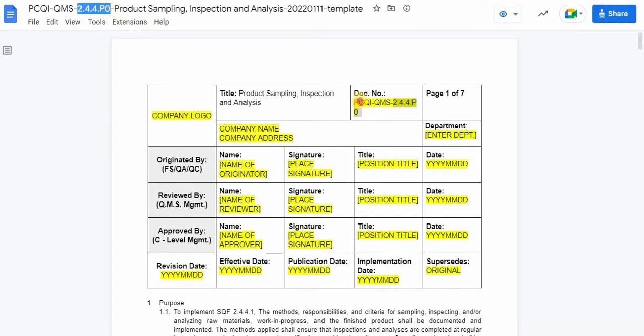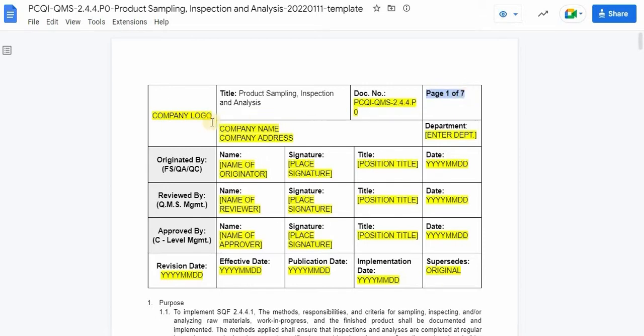Since this is a template, we indicate the PCQI as the account initials. However, we can customize the code based on the company's initials. For the page number, we use the page X of Y format. Ensure that it reflects the current page position and the total page number of the document.